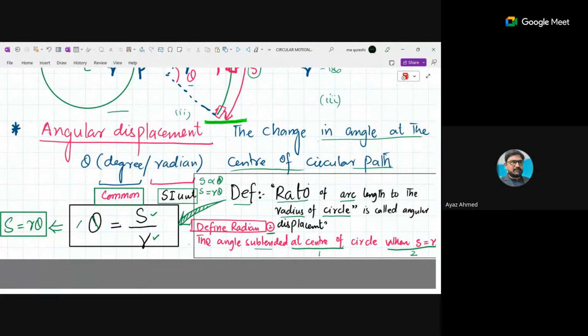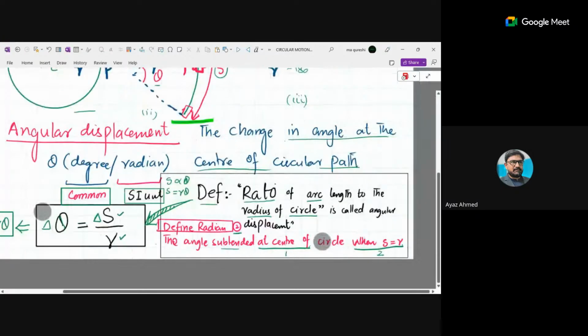If there is a change in angular displacement, then definitely there is a change in arc length, but not in the radius. So this is the first aspect of circular motion. I hope that it is very clear to you.